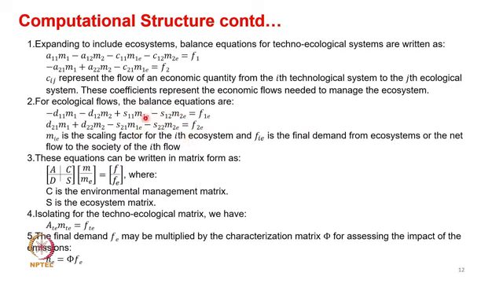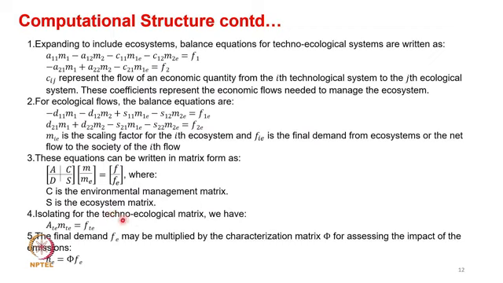So here we have an additional term MiE, which could be M1E, M2E, M3E, and so on and so forth. This is the scaling factor for the ith ecosystem, and FiE is the final demand from the ecosystems, or the net flow to the society of the ith flow. So now we can integrate this together and write it in vector-matrix form. We have a block matrix that contains A and D, which were the previous cases. We add two more blocks, C and S, and we have M. In addition to M, now we have ME, and in addition to F, we have FE. So C is the environmental management matrix, S is the ecosystem matrix, and this now integrates all the features.